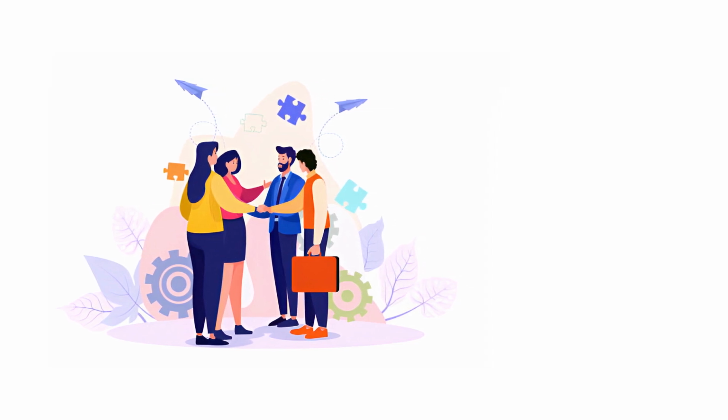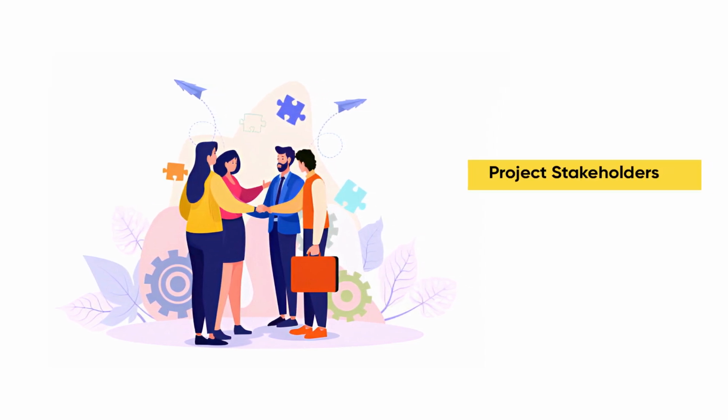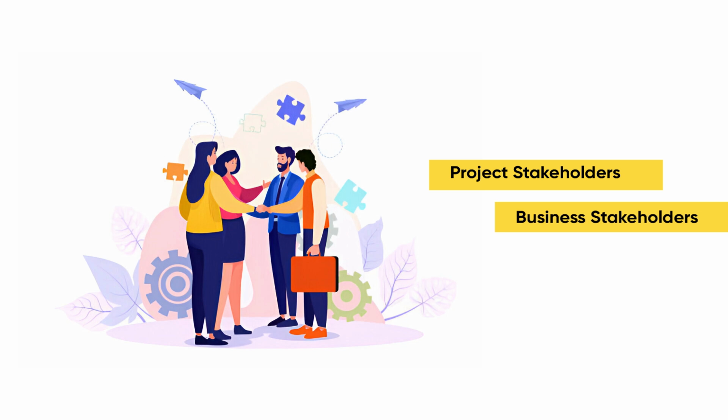Here's a quick rundown of the types. Project stakeholders. These are folks directly involved in the project. Think of the project manager, team members, or anyone responsible for actually delivering what the project promises. Business stakeholders. Now, these people are within the organization but aren't directly part of the project team. They're interested in the project's business outcome. Senior management, business users, or operational staff who rely on the project's deliverables fall here.